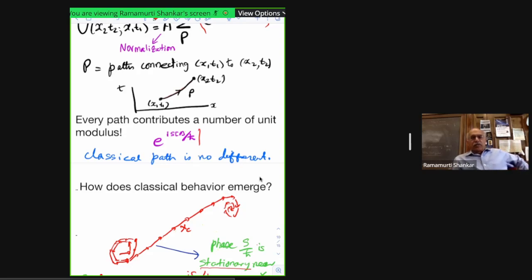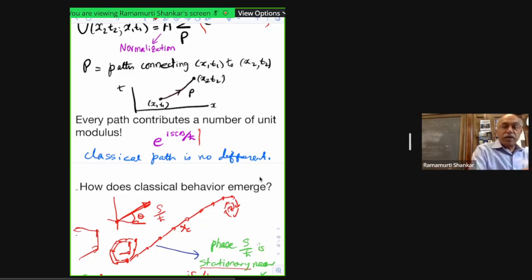So the first mystery is... look, every path gets a number of unit modulus that looks like this in the complex plane. Unit length at some angle. That angle is just S over H bar. So what you're supposed to do is, for every path you get an arrow, next path you get another arrow, next path you get another arrow, keep on adding all these arrows, and that sum will give you the answer. Now, the classical path is not distinguished from any of the other paths in Feynman's system.